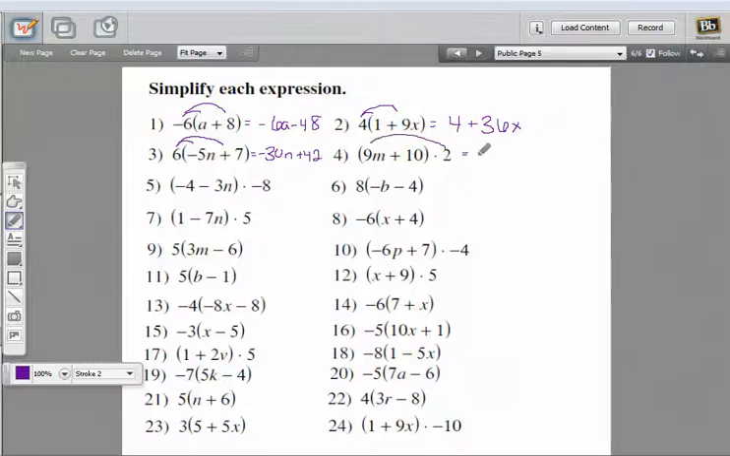Here we're distributing a positive 2, so 2 times 9m is 18m. And 2 times 10 is 20. We're distributing a -8 in number 5, so that would give us a -8 times -4 is a positive 32. And a -8 times a -3n is a positive 24n.